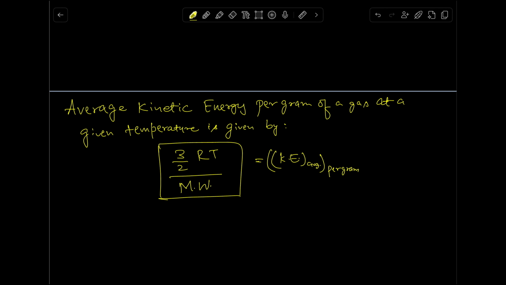Average kinetic energy per gram of gas at given temperature is given by 3 by 2 RT divided by molecular weight. This is the average kinetic energy per gram of gas.